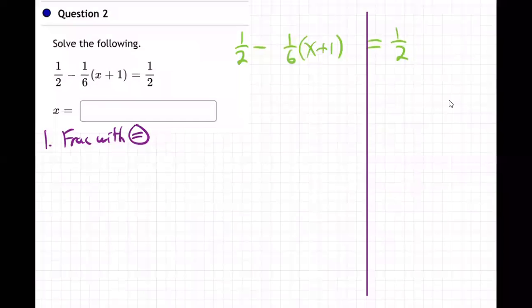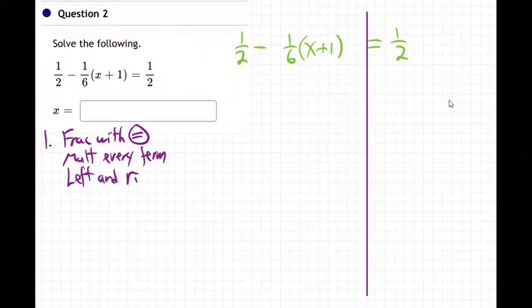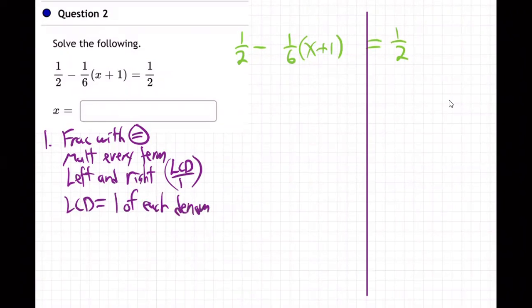That's important that we have an equal sign because that gives us a left side or right side that's in balance. Okay, so what do you do? You multiply every term on the left and right by the LCD over 1. And the LCD is 1 of each denominator type multiplied together. Okay, so let's take a look.